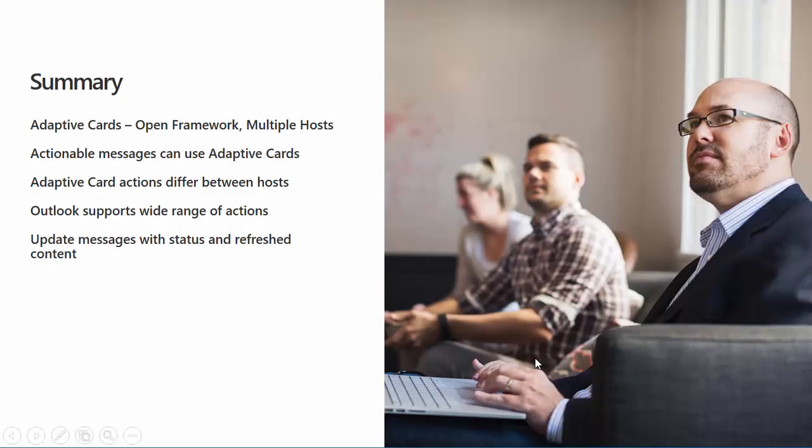So to summarize our module, adaptive cards are an open framework supported by multiple hosts that lets us present information to our users in a clear, concise manner. Outlook's actionable messages can use adaptive cards. In fact, Microsoft is urging those who have been using the legacy message card format to move to adaptive cards. You should be aware that adaptive card actions differ between the various hosts, and Outlook specifically has a very wide range of actions to let us handle many business scenarios. The key scenario around those is that you should update your messages with a status and refresh content after users perform their actions. Hope you found this very helpful. Thank you.